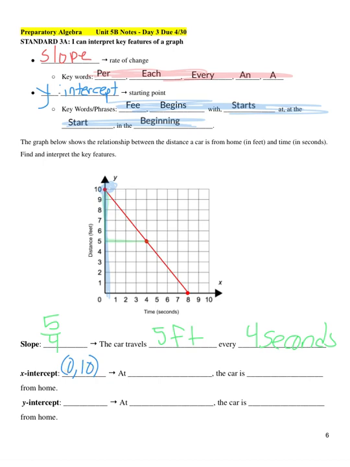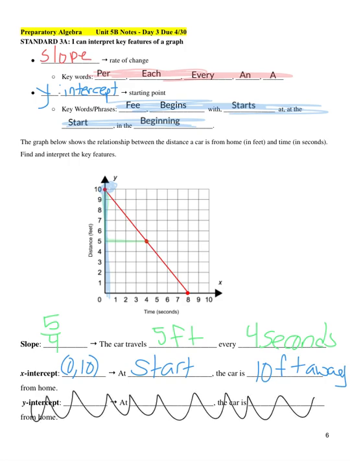And what does that mean? That means at the start, the car is 10 feet away from home. That's the starting point. And I don't know why this is on here twice, so you don't need to write the same thing twice. So let's cross that off. Make sure you have this information in your notes, and let's move on to the next problem.